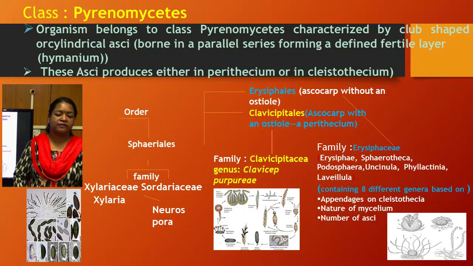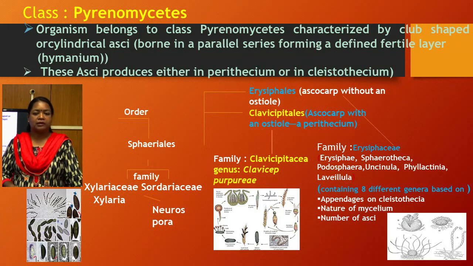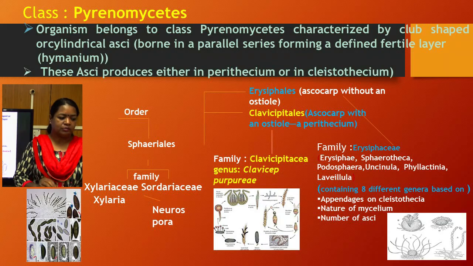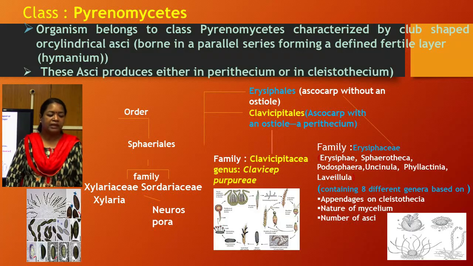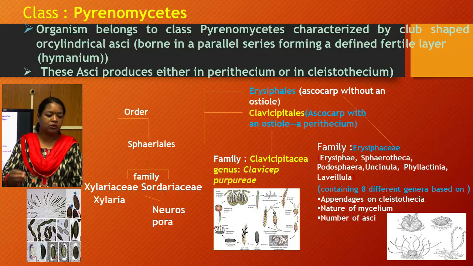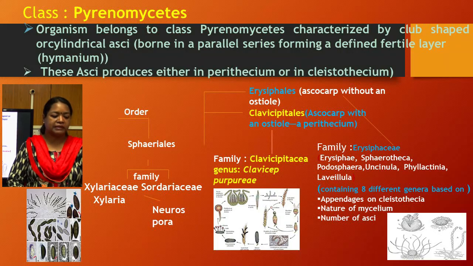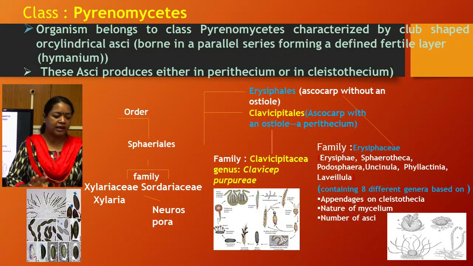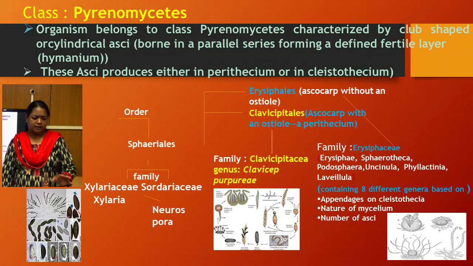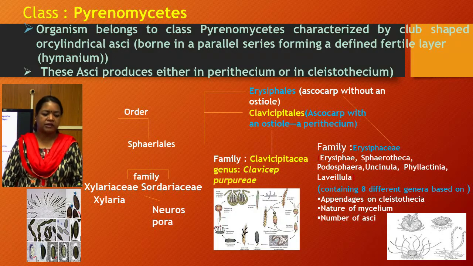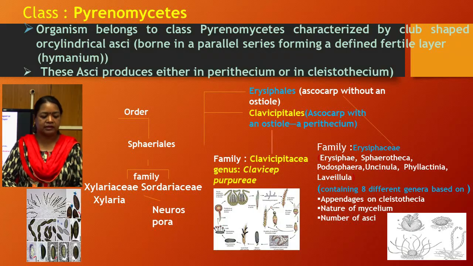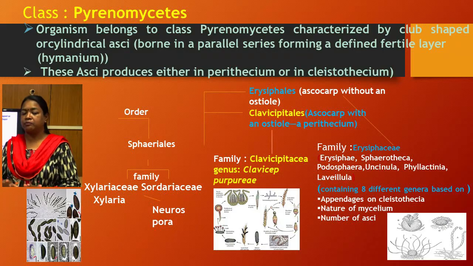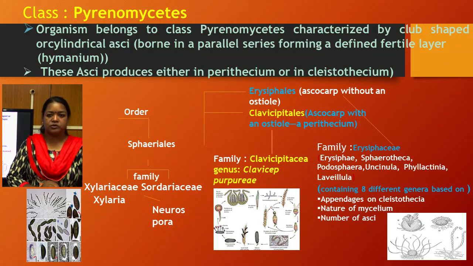In the order Erysiphales, the ascocarp is without an ostiole, having no pore in the ascocarp or sexual fruiting body. In Clavicipitales, the ascocarp has an ostiole; that fruiting body is perithecium. In Erysiphales, the fruiting body is cleistothecium, which has no ostiole. The order Erysiphales is again divided into the family Erysiphaceae, which is an important family having important genera which cause important plant diseases like powdery mildew in many host plants.